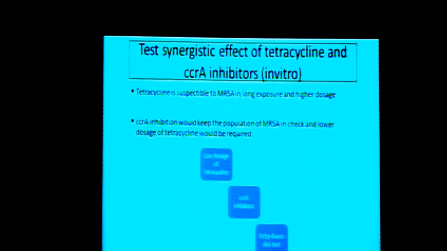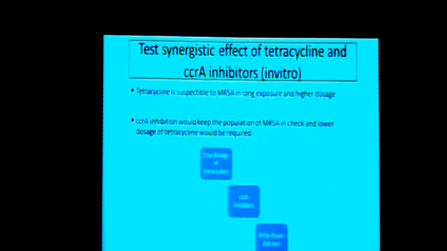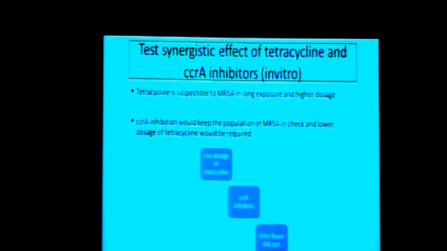So I was going through lots of papers, and I finally found out tetracycline, to which MRSA is susceptible, but only with long exposure and long dosage. So I suggested further that if CCRA inhibition could keep the population of MRSA in control, then lower doses of tetracycline would be enough to eliminate it. In order to prove that, we could do a simple Kirby-Bauer disk test using a cefoxitin disk, where we will be using low doses of tetracycline along with the CCRA inhibitors and check the results.